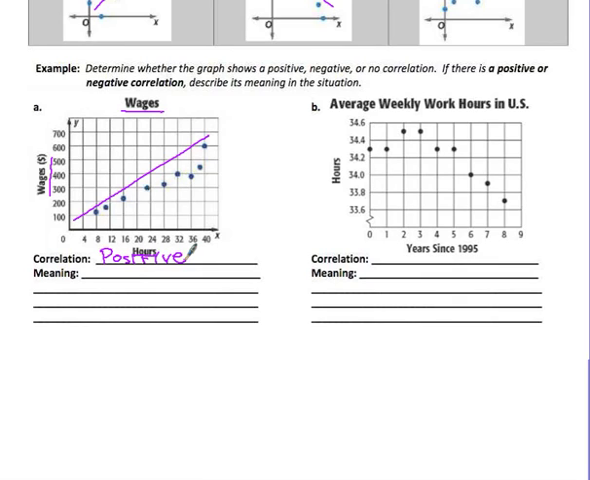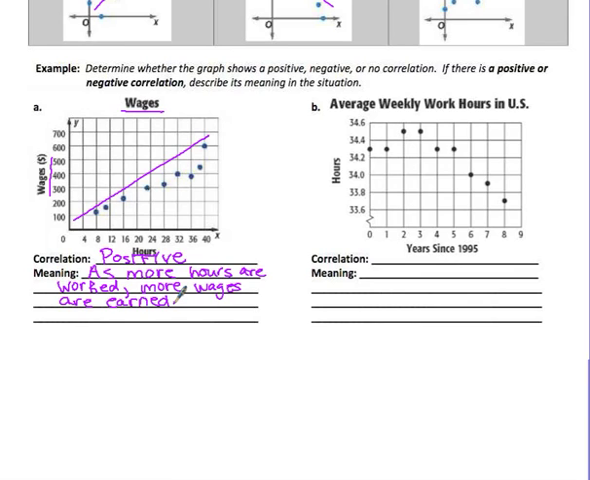And then I also have to know the meaning. If somebody asks me what that meant, it doesn't have to be War and Peace, you can just write it quickly. As the x increases, so as more hours are worked, more wages are earned. And that's it. Done. So as we work more hours, we make more money.